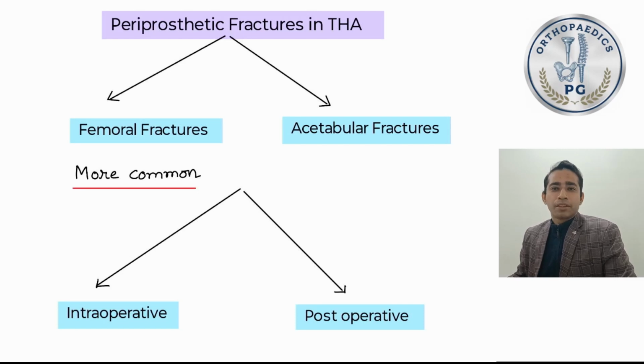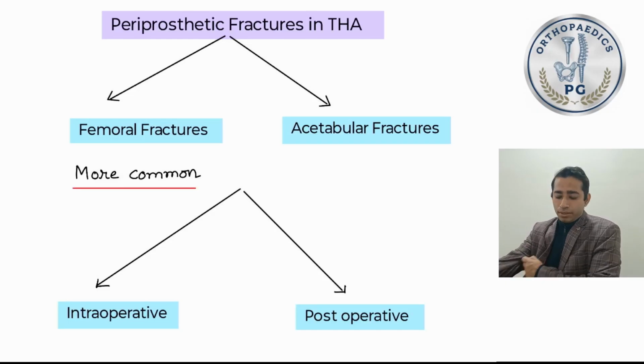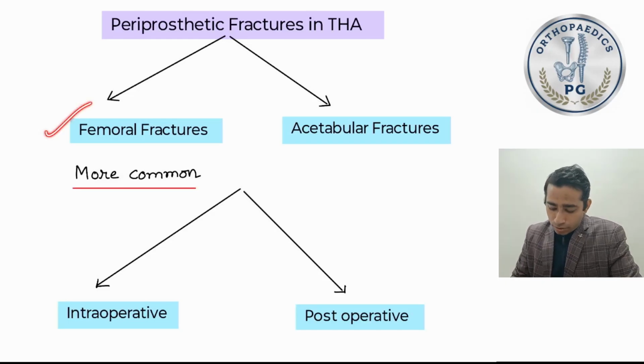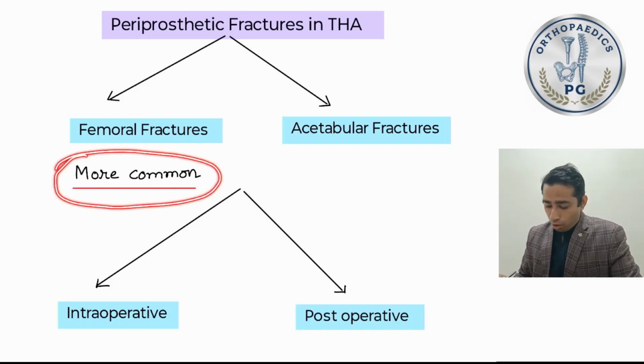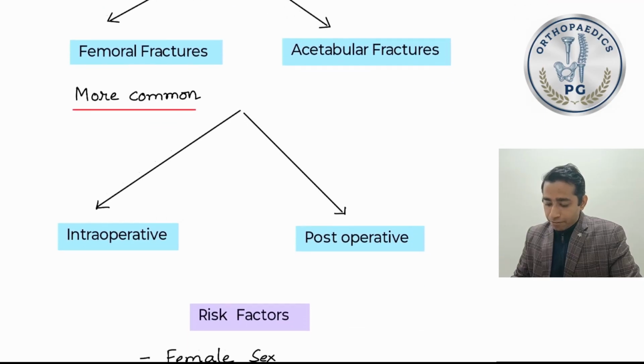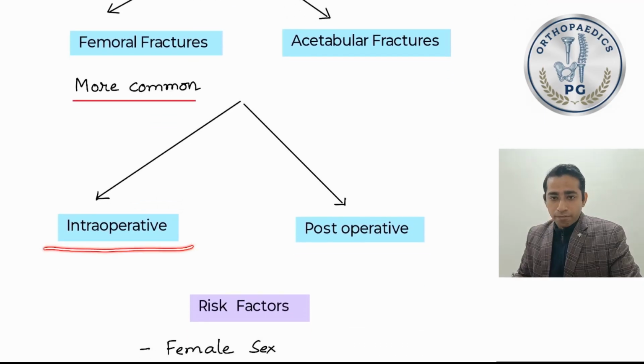Welcome everyone. In today's video, we are going to talk about periprosthetic fractures in total hip replacement. These fractures can occur on the femoral side or on the acetabular side. Femoral fractures are more common. Periprosthetic fractures may be intraoperative or postoperative.